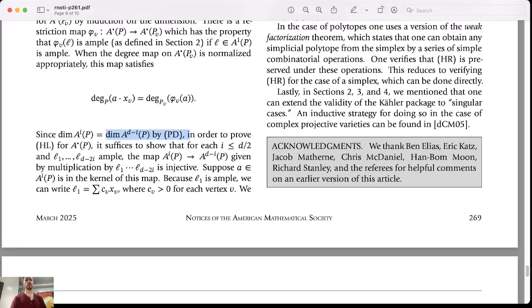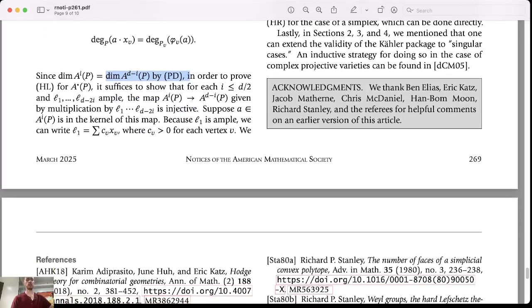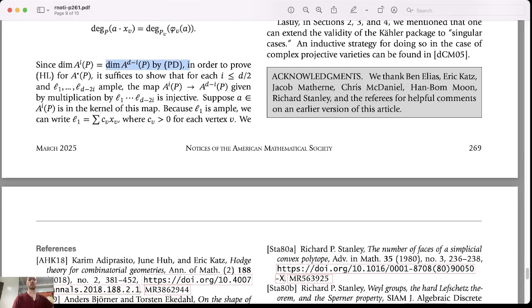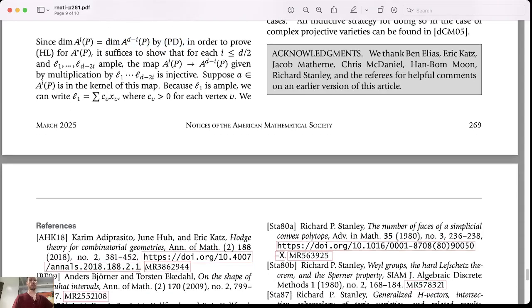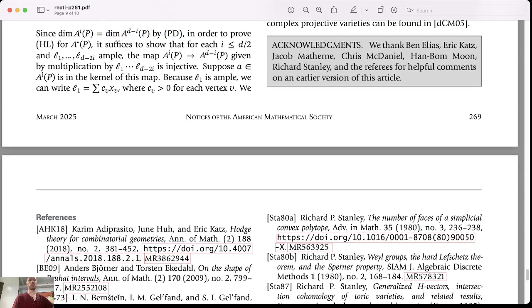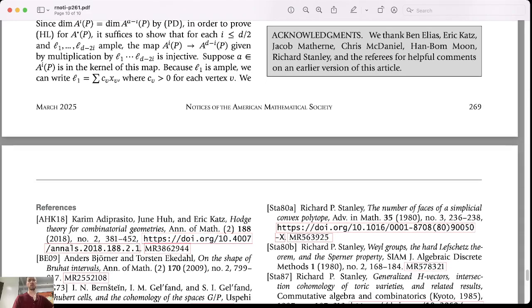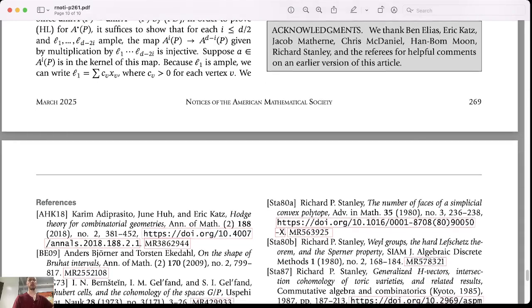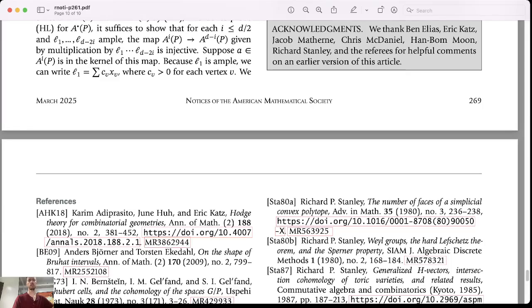Since dimension A^i(P) equals dimension A^(d-i)(P) by the Poincaré duality property, in order to prove hard Lefschetz for A^•(P), it suffices to show that for each i less than or equal to d over 2 and L1, ..., L_{d-2i} ample, the map A^i(P) to A^(d-i)(P) given by multiplication by L1 ... L_{d-2i} is injective. Suppose a in A^i(P) is in the kernel of this map.